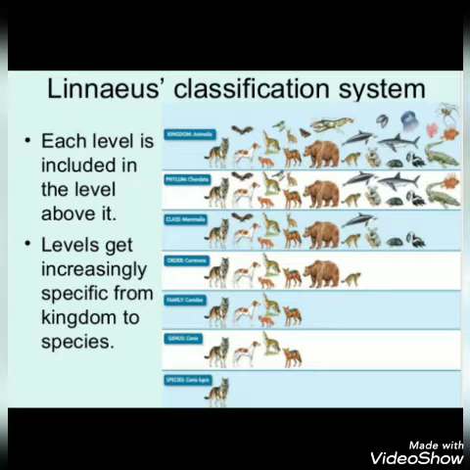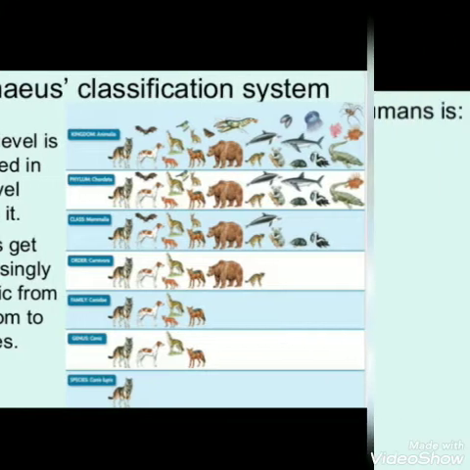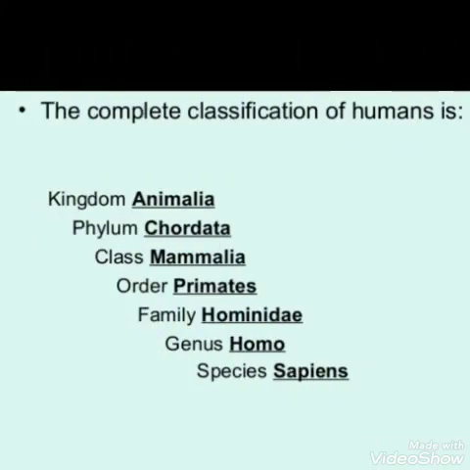So he started the classification from the levels. Each level is included in the level above it. The basic level starts from species and increases up to kingdom. He worked from kingdom to species. So in this slide you can see kingdom, phylum, class, order, family, genus and then species. Genus and species make the name.